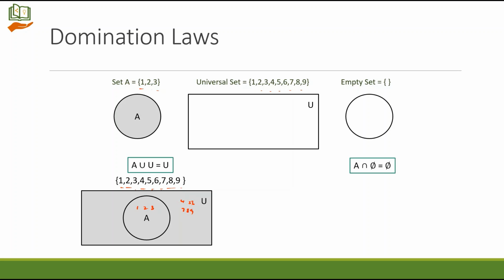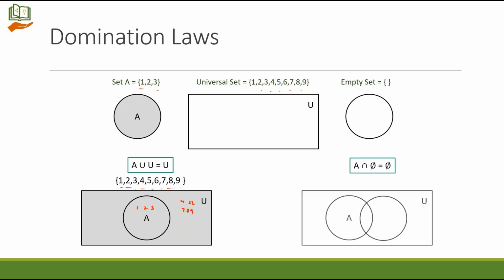A intersection empty set will give you the empty set. So let's take the universal set, A and the empty set. What is actually in the intersection part? Nothing will be there, because if A is 1, 2, 3 and the empty set has no element, there is no element in common. Ultimately this part will be shaded but you will have no elements there. So this is the empty set, denoted by empty curly braces.